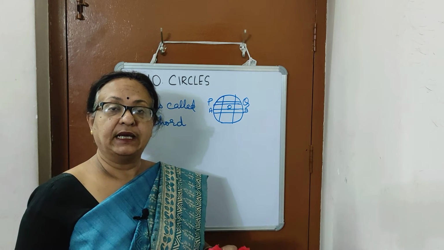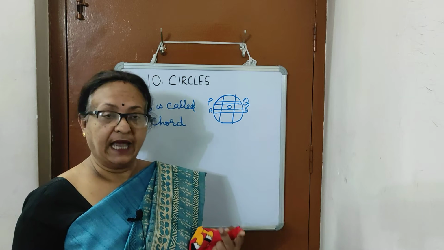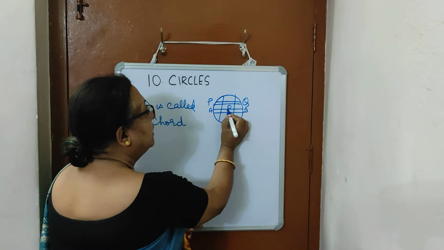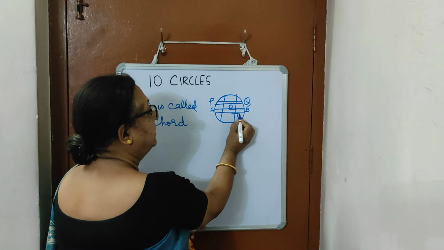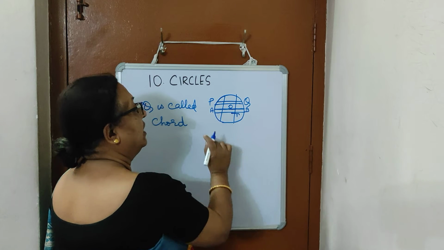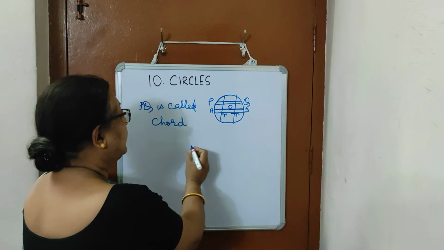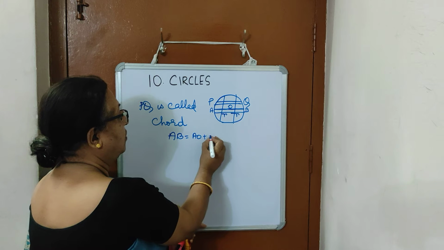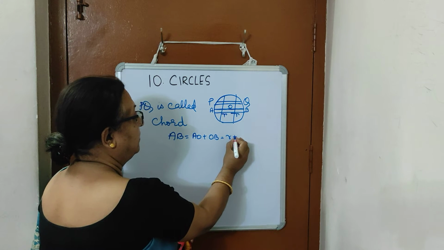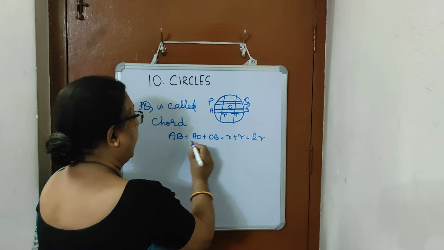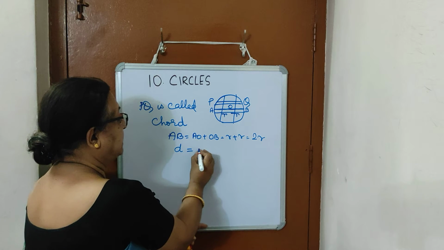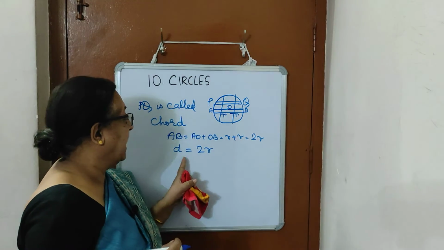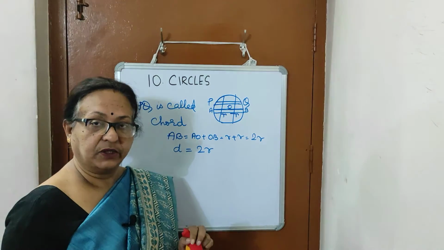How many diameters can a circle have? Infinite. How many chords can a circle have? Many, infinite. Now again see, this OB is the radius of the circle. This one AO is also the radius of the circle. So what is AB? AB is AO plus OB, that is R plus R, that is 2R, and AB is the diameter. So diameter is equal to twice radius. All of you must be knowing this, diameter is twice the radius.